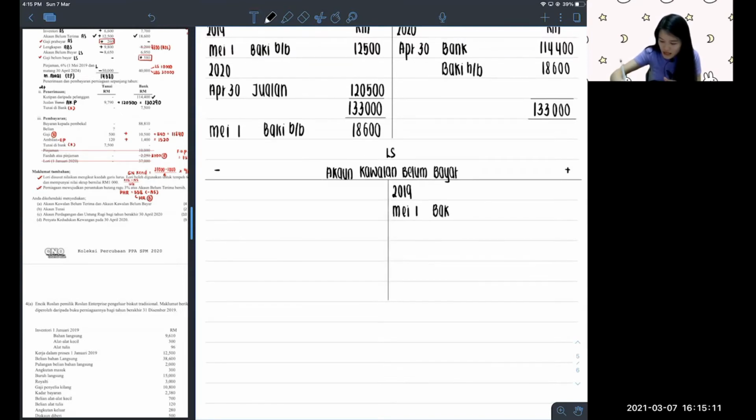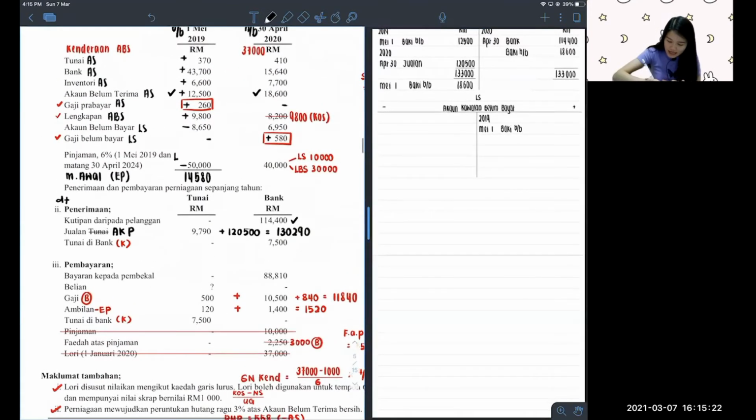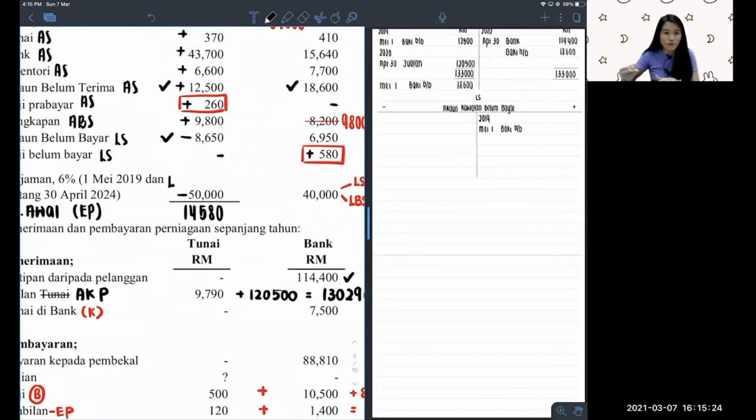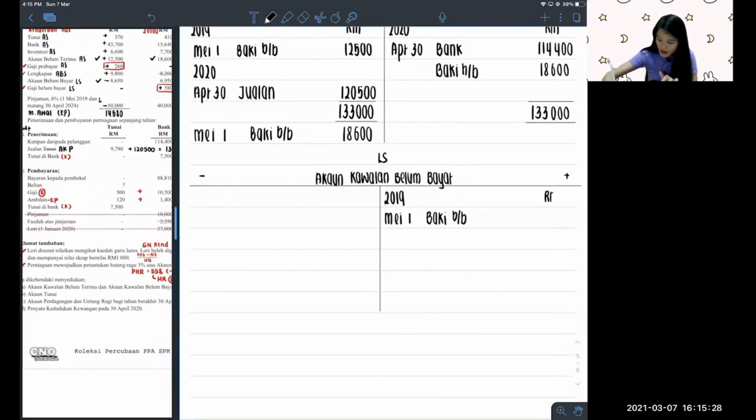So begin from its Baki BB. Also only got 3 things because this question got no discount diterima, no pulangan belian. So Baki BB for account belum bayar is 8650. Put it in RM 8650. Then change all your date to year end 2020 April 30th.